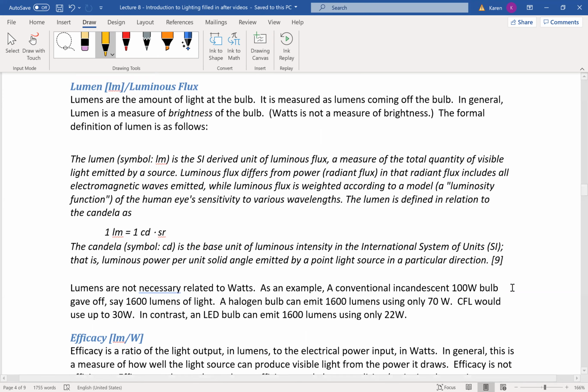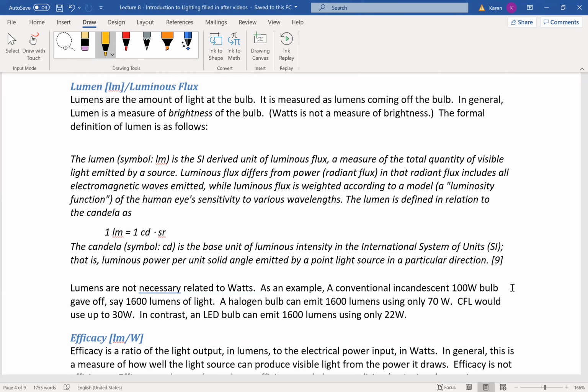Now, you could have a lot of lumens, very bright, but it doesn't take a lot of watts. Or you could have not a lot of lumens and take a lot of watts to make that. So lumens has nothing to do with the watts or the power of the light.